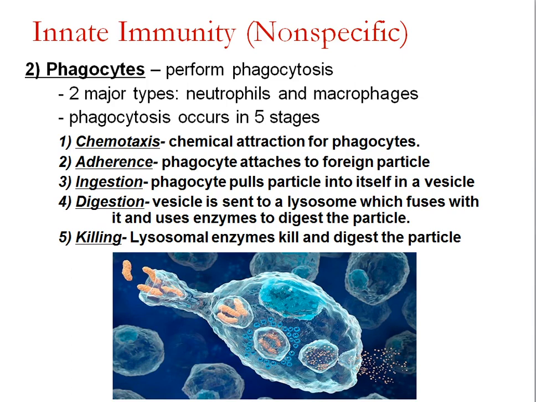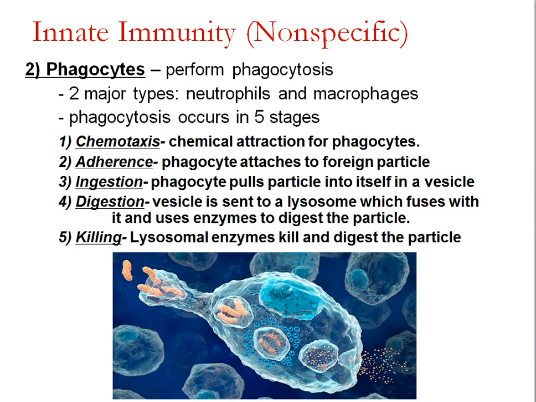So 5 stages to phagocytosis. The first is chemotaxis, where we get a chemical attraction for phagocytes. So something has triggered a phagocyte to roll in and take control. The second stage is adherence, where it's going to come up and attach itself to these foreign particles. Then it's going to ingest them. It's going to pull the particle into itself inside of a vesicle.